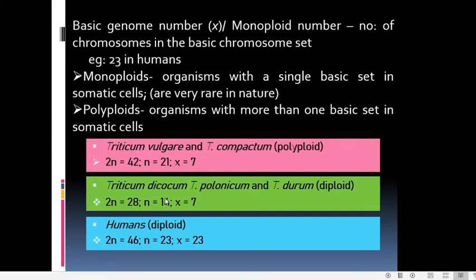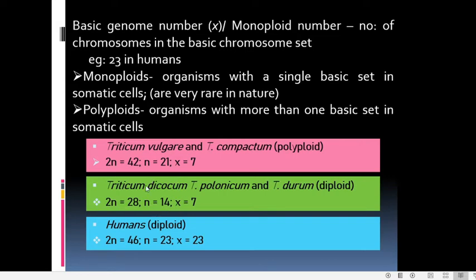We go to 3 more varieties of wheat, that is Triticum dicoccum, Triticum polonicum and Triticum durum. These are also diploid, where the X number is 7, that is the basic monoploid number. Here it is 7 itself, whereas in their gametes there will be 2 copies of the basic chromosome set. That means 2 into 7 is equal to 14. So that is the basic number of chromosomes in their gametes.